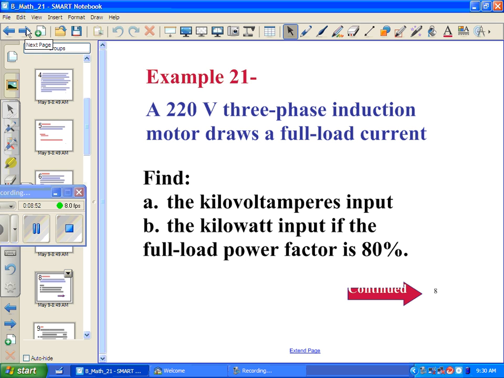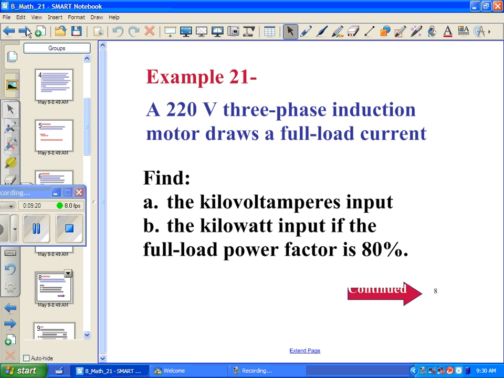We have a 220 volt three-phase induction motor, and it draws a full load current of... why am I thinking that we're losing part of the slide? I think we are. Find the kVA input, the kW input, and the full load power factor is 80%.